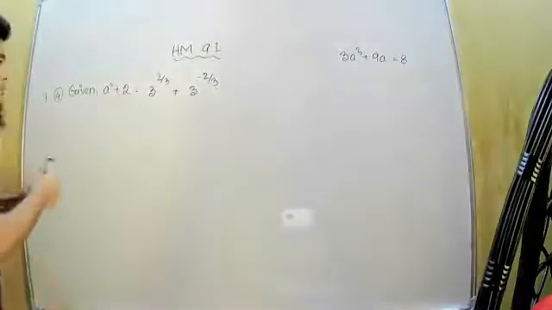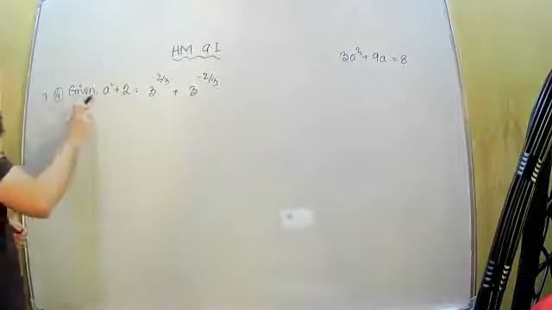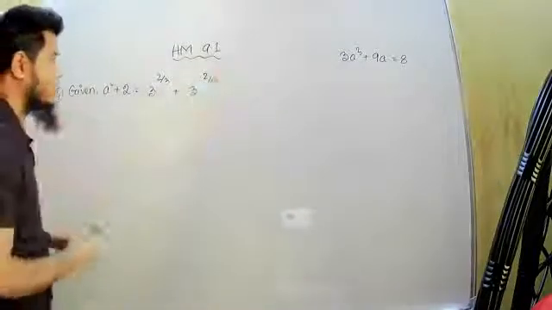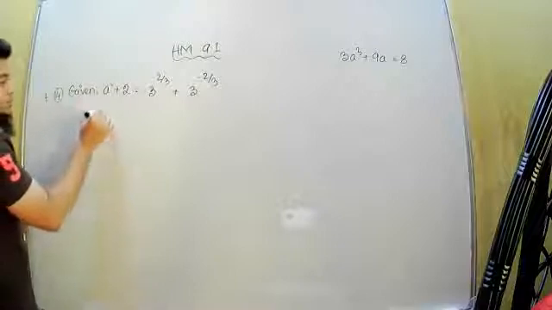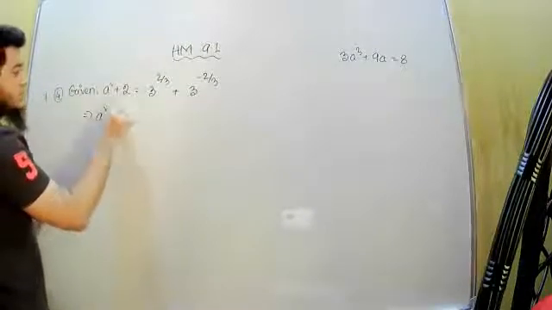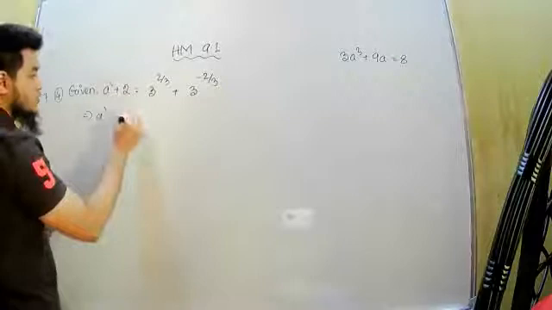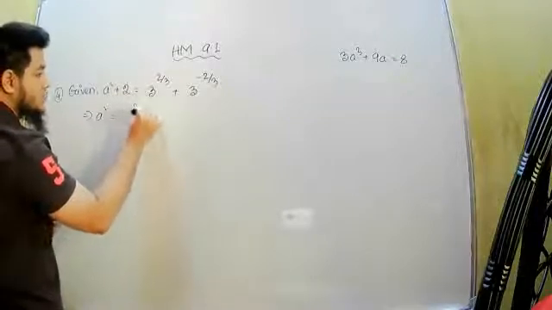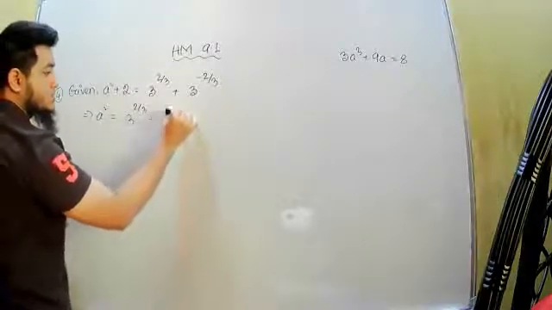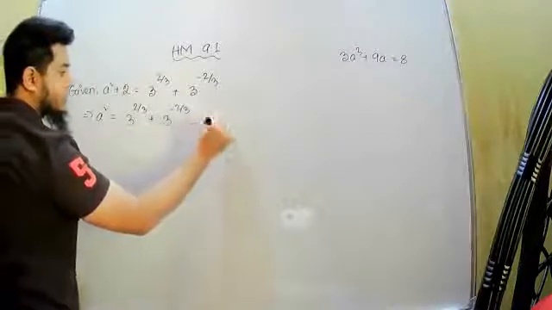Bismillahirrahmanirrahim. So this is 7, number 4, this is given, and that is what we have to prove. So a square, we can change this 2 to that side. So 2 by 3 plus 3 minus 2 by 3, then it will be minus 2.